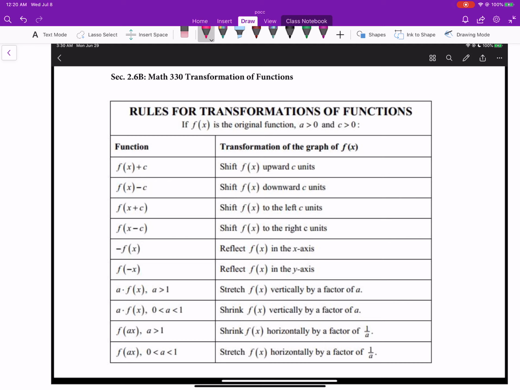So, we have a function that we're calling the original function f of x. And we have a which is greater than 0 and c which is greater than 0. Okay. So if we look at the very first one, it says f of x plus c. So if you think about f of x in terms of what it means, it represents the y value of things. So this is saying y plus c. So that means I'm adding to the y value. So when you add, the y value increases. In terms of a function, what's happening is that you've just shifted the function upwards by c units.